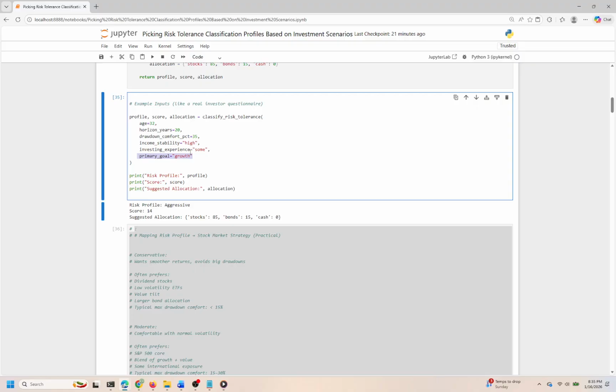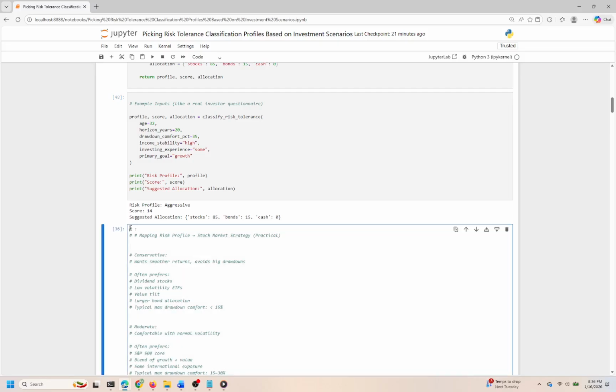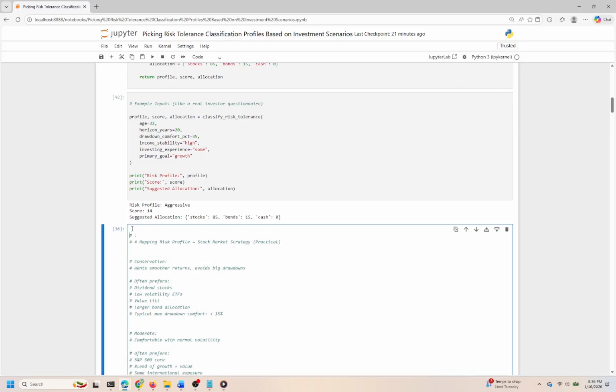As the function processes these variables, it will categorize the investor into a specific risk profile and provide a corresponding score, along with a suggested asset allocation. The output is designed to guide the investor in making informed decisions on how to allocate their portfolio, balancing risk with their investment ambitions. It's essential to recognize that assumptions embedded in this function can affect outcomes.